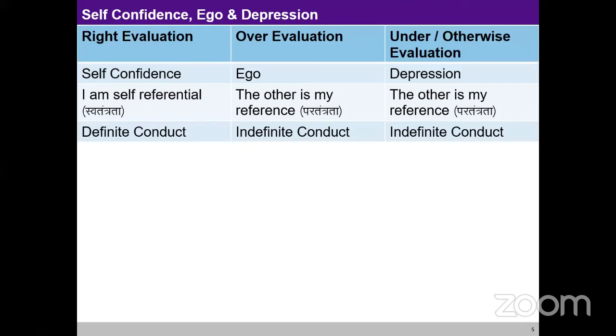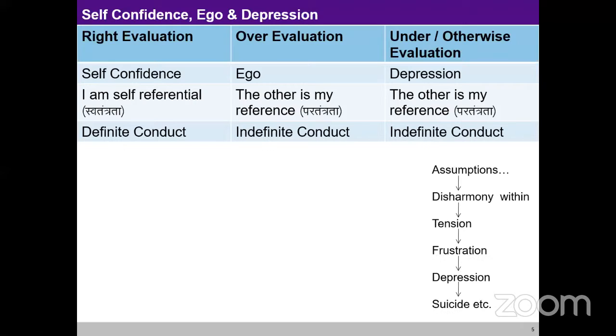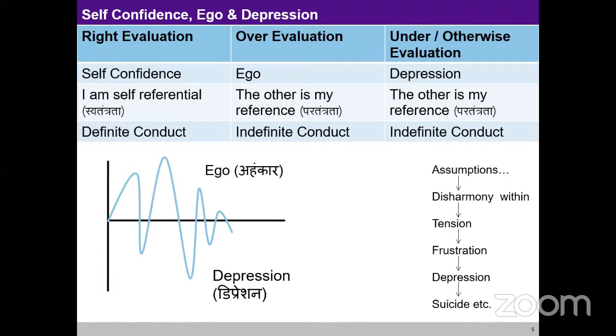Similarly, this problem arises when I keep looking at the other person as my reference, when I don't evaluate myself correctly. Then I'm living with all these different assumptions because I have not rightly evaluated myself. Therefore, there is some disturbance inside me. There is disharmony within. There is some tension. There is some frustration. It can lead to depression. And we all know that when depression is too much at any particular moment, sometimes it can lead to suicide also.